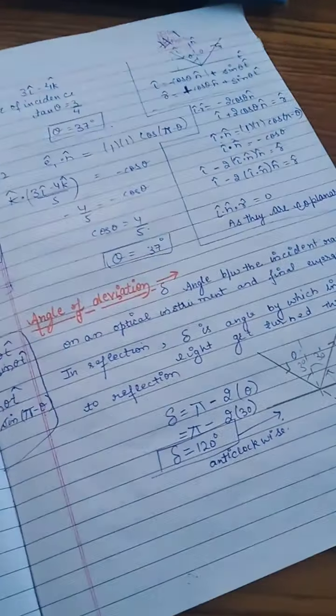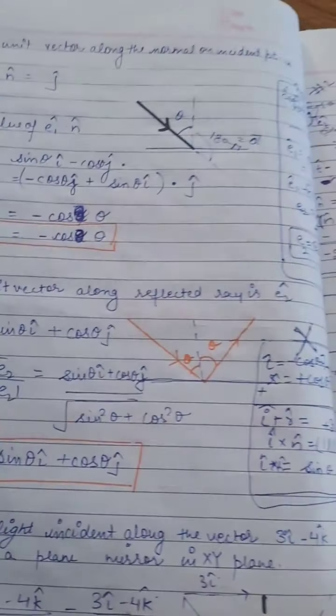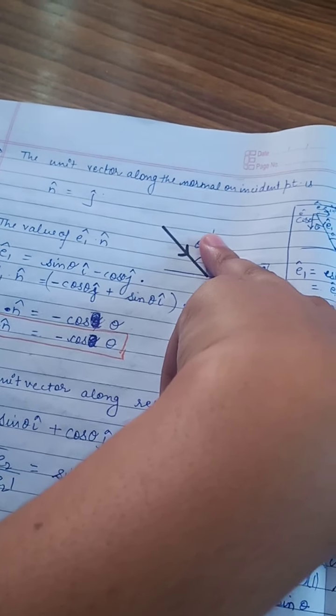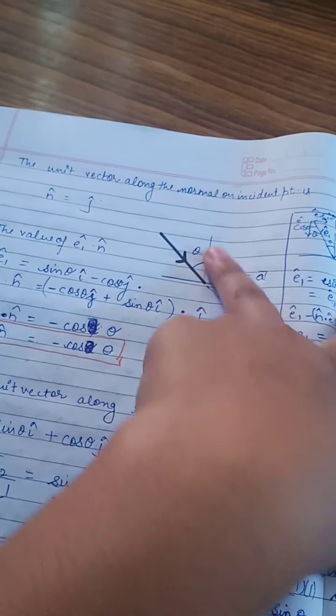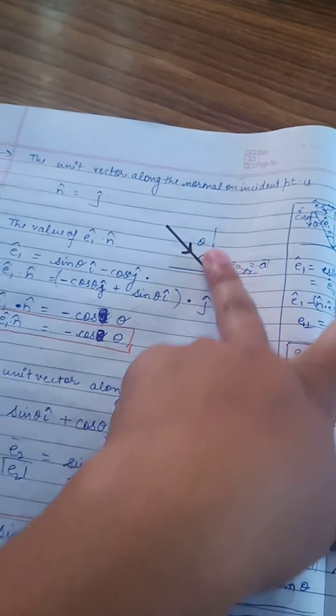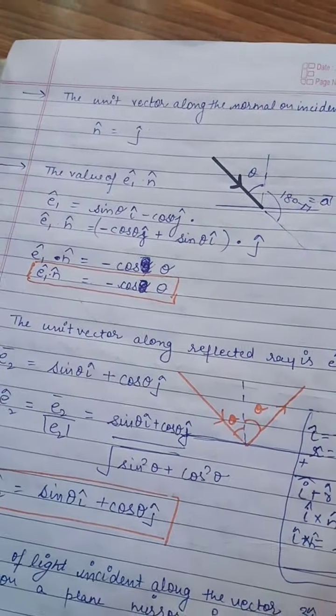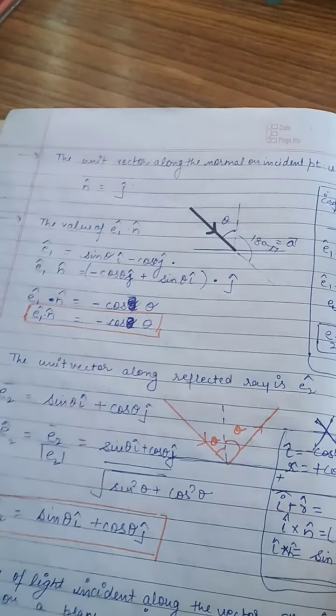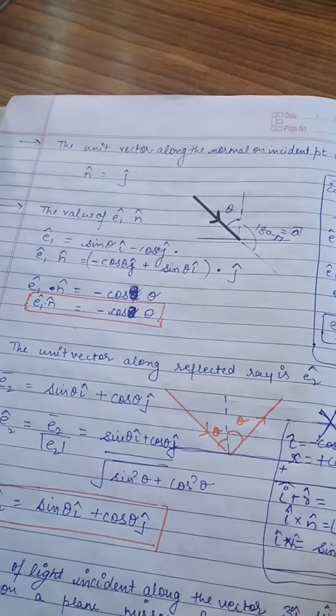Now we are going to find the unit vector along the normal. We know that if the normal is in this direction, then its unit vector will also be in this direction, that is j cap. If we talk about E cap 1 dot N cap, we are finding the value, and it will be equal to minus cos theta.